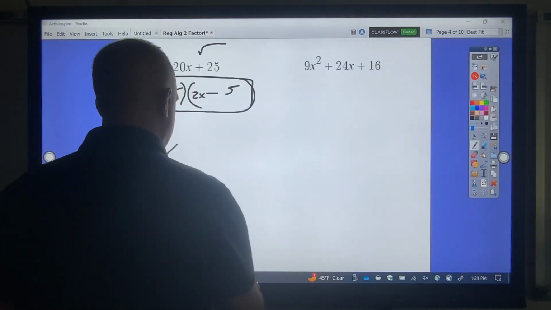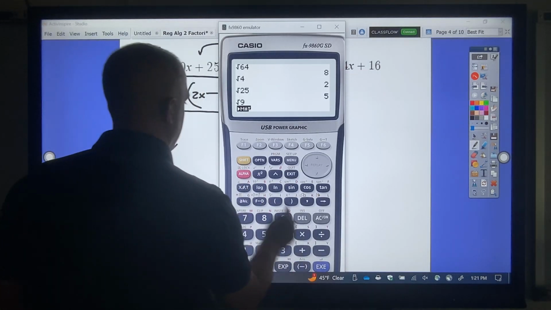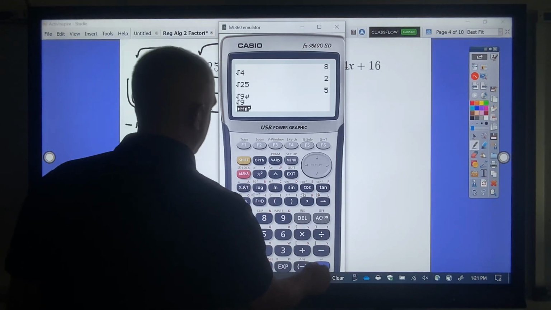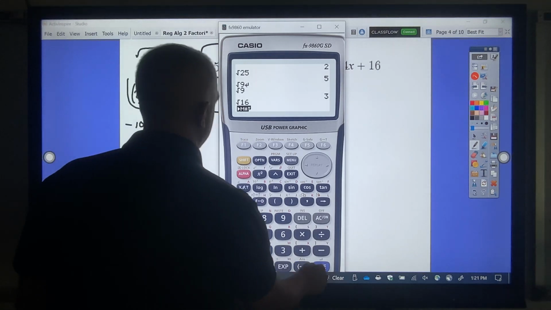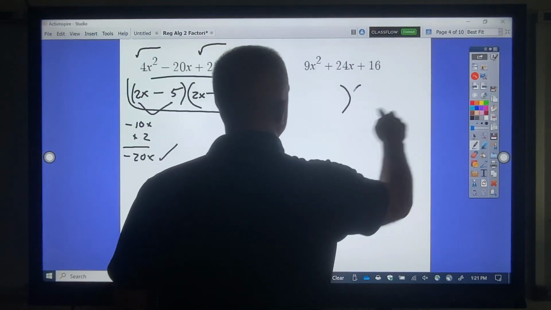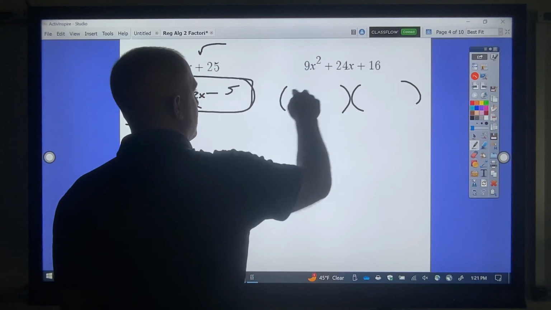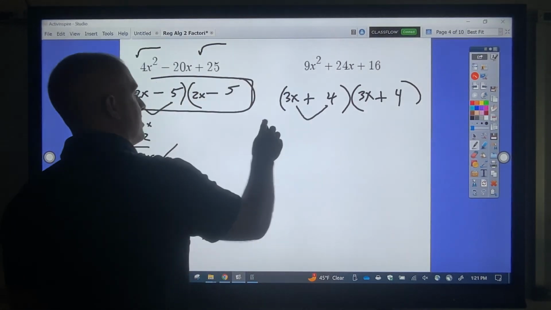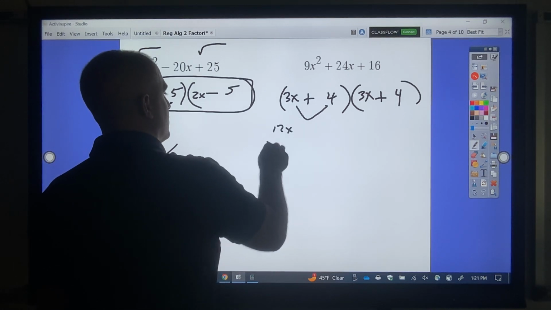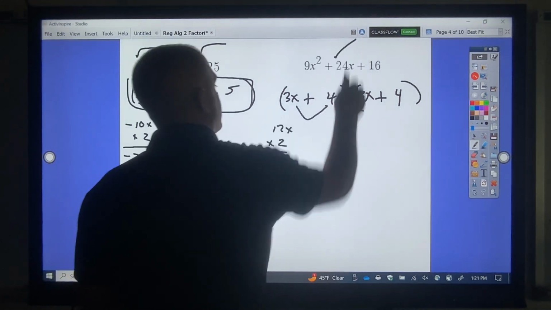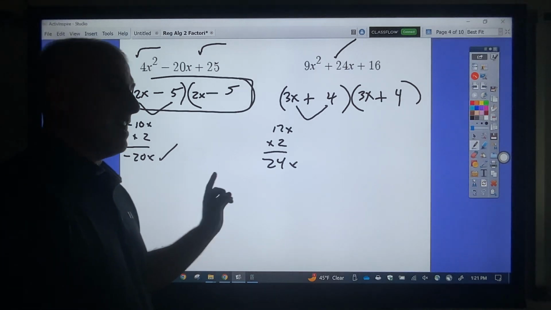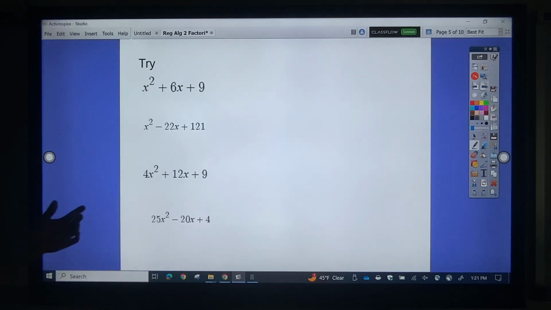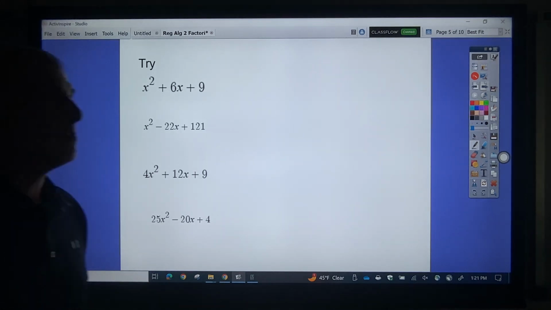This one, okay, square root of 9, square root of 16. Okay, so potential there for this. Got to keep that sign, 3x, 3x, 4 and 4. Multiply these two, that would be 12x times 2, 24x. I got a match there. The reason why I have to multiply by 2 is I have 2 of the same thing. All right, so you guys can go ahead and practice those.